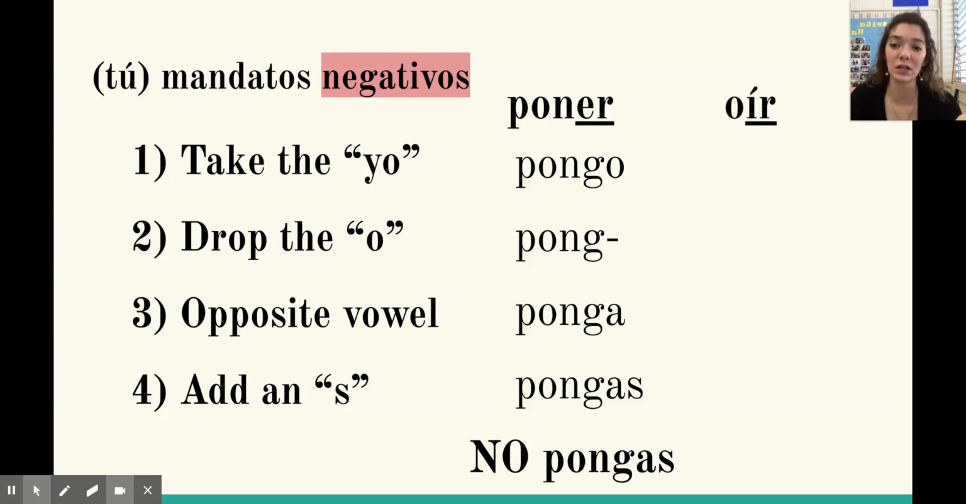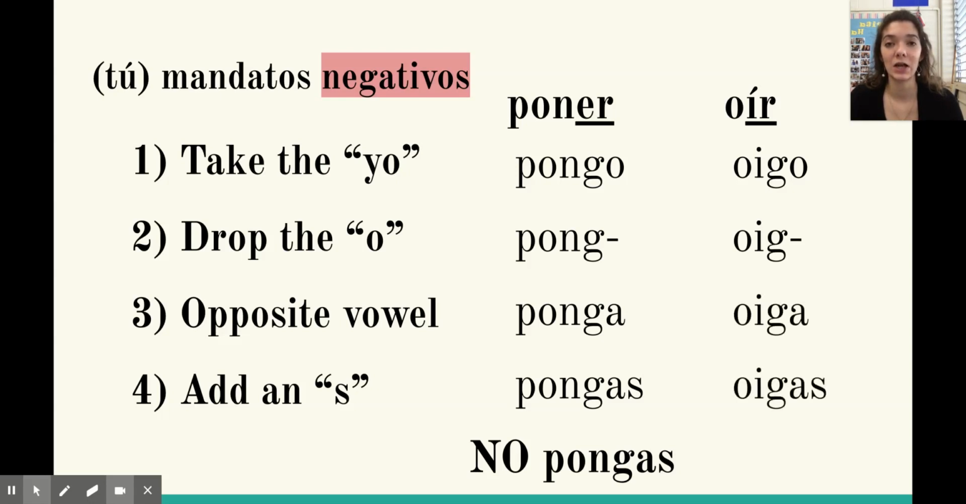Oír. Another one that's kind of weird in the O form. I don't know if you learned it in the present tense or not, but here you go, guys. Oigo, I hear. We take the yo, we drop the O, oig. We use the opposite vowel, oiga. We add an S, oigas. No oigas. Don't hear. No oigas.